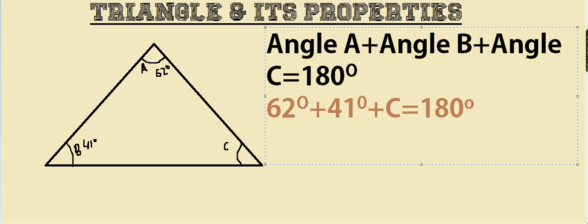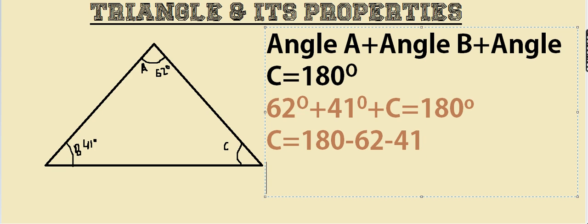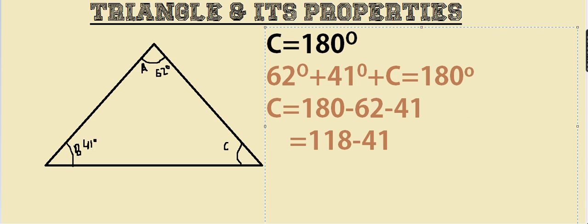So I will write c equal to 180 minus 62 minus 41. Next step, 180 minus 62, how much is it? What you can do is you can also add 62 and 41 and then subtract it from 180 degree, or you can do 180 minus 62 individually and write 118 and then again minus 41 from there, so it comes up to 77 degrees. So 77 is your answer.